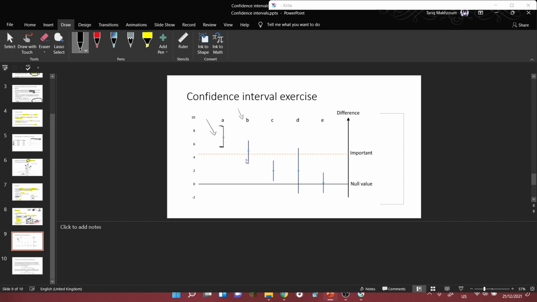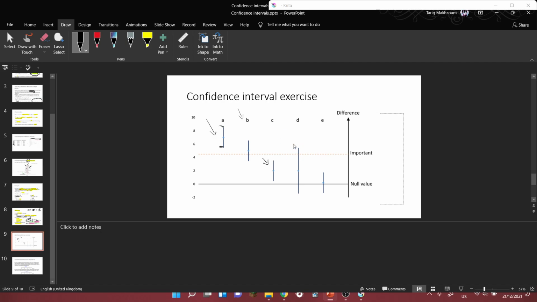And so in drug B, the confidence interval doesn't include the null value as well, and so we know for a fact that it's statistically significant, but it also includes some values that are beneath the importance threshold, right? So this means that drug B definitely works, but it might not be useful in a hospital. As for drug C, we know that it's statistically significant because the confidence interval doesn't include the null, but we also know that the drug isn't useful because it's not even remotely above the threshold for importance.